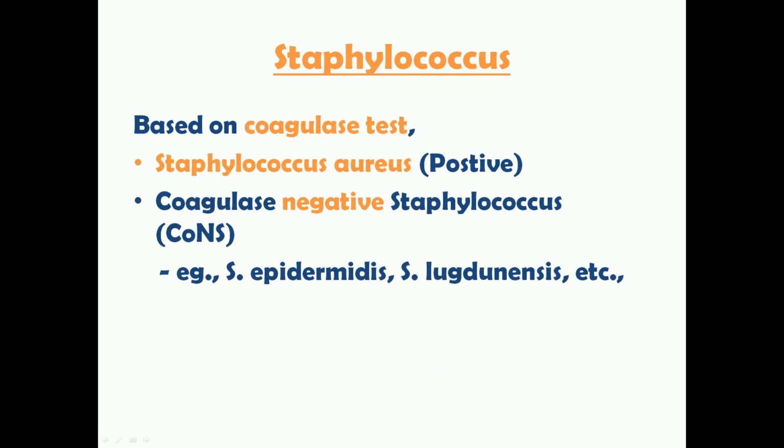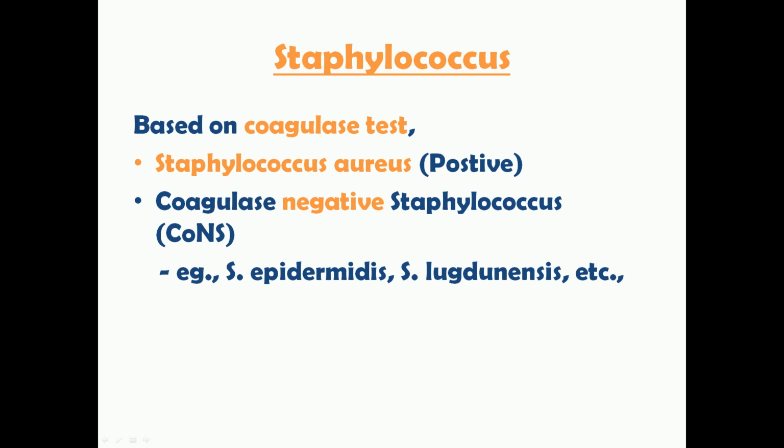Okay. Now, after identifying Staphylococcus, you can further classify Staphylococcus based on a test known as the coagulase test. This test is separate from the previous test which we saw earlier, which was the catalase test. Based on the coagulase test, you classify the Staphylococcus into Staphylococcus aureus, which is coagulase positive, and coagulase negative Staphylococcus, which, as the name suggests, are coagulase test negative. This includes bacteria such as Staphylococcus epidermidis, Staphylococcus lugdunensis, etc.